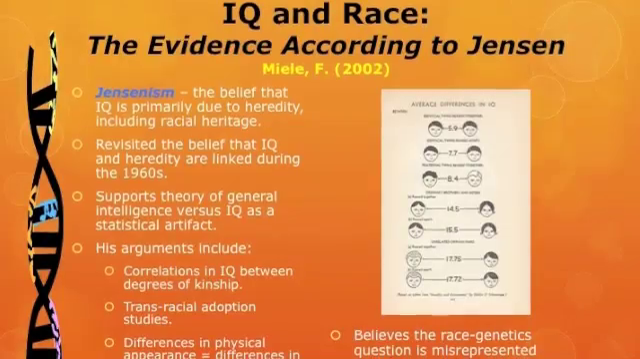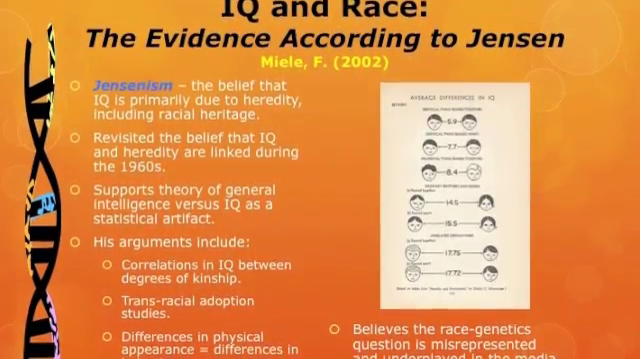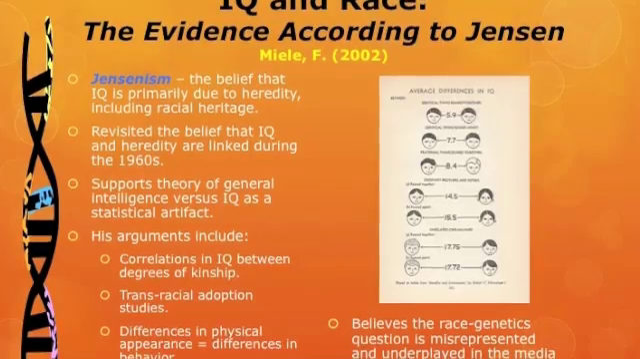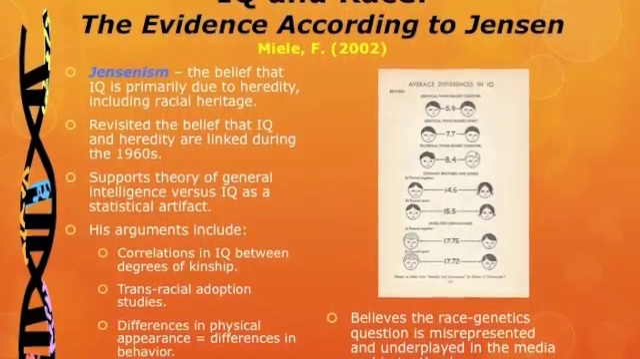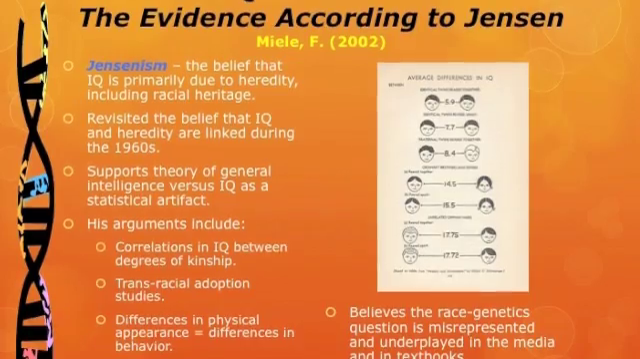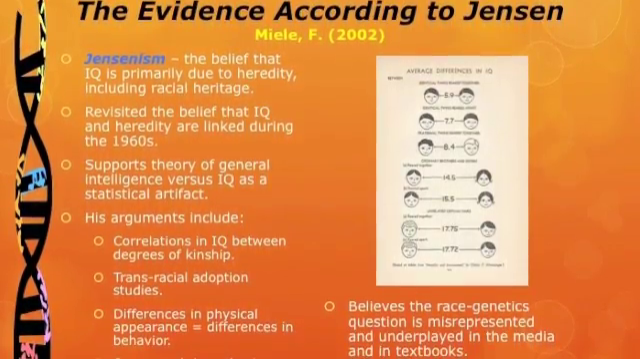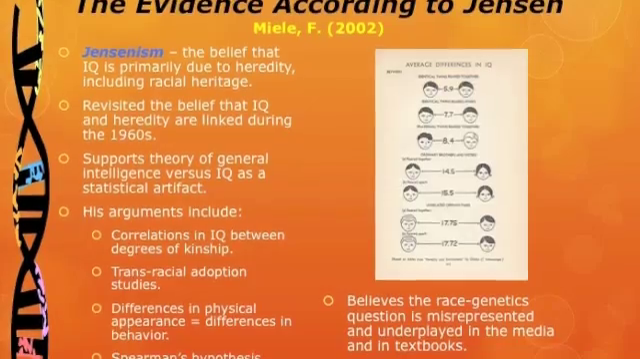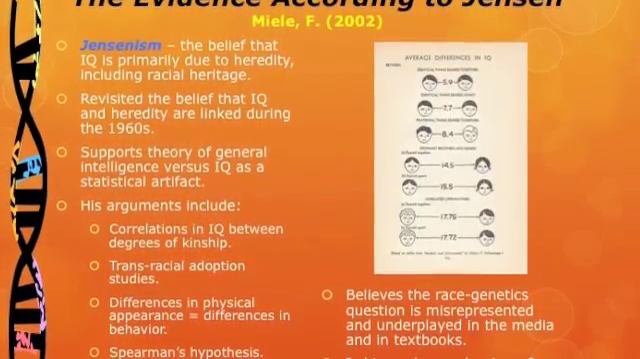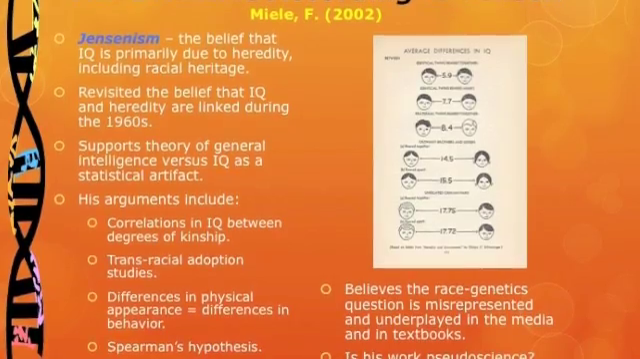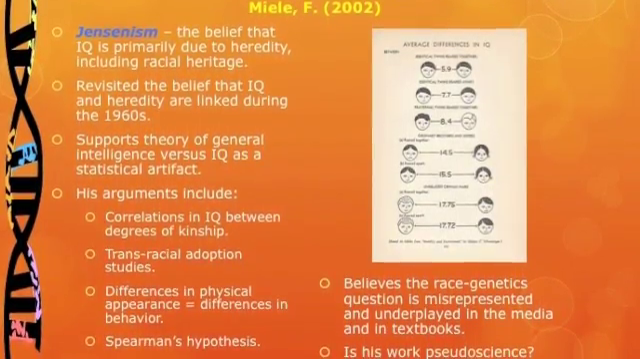Although the eugenics movement became unpopular after World War II, others still continue to advocate the belief that IQ is primarily determined by heredity, including racial heritage. Arthur R. Jensen became one of the predominant forces of this theory beginning in the 1960s. His theory supports general intelligence versus that of IQ as a statistical artifact.